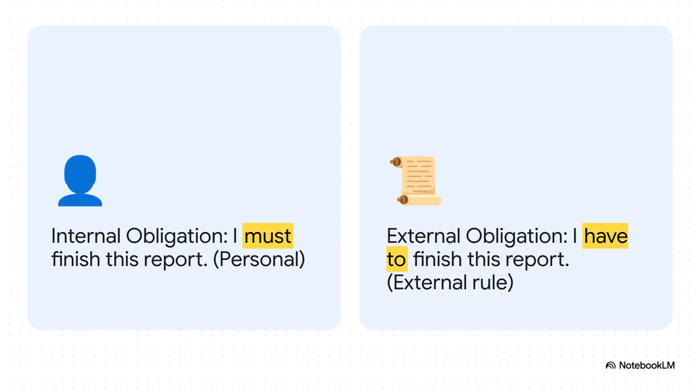Okay, this one is a game changer if you can remember it. Must usually comes from inside you. It's your own personal sense of duty. I must finish this. On the other hand, have to, that's for an external rule or pressure. Your boss, a law, a deadline someone else set. The pressure is coming from the outside.